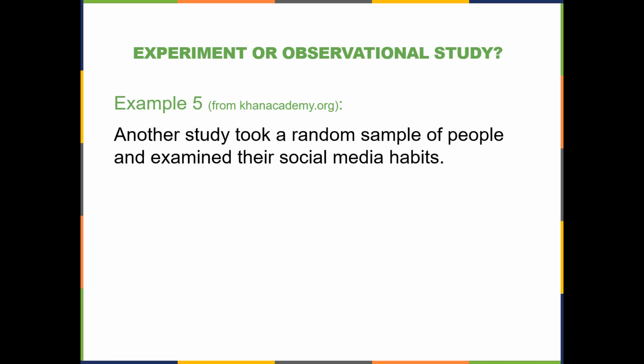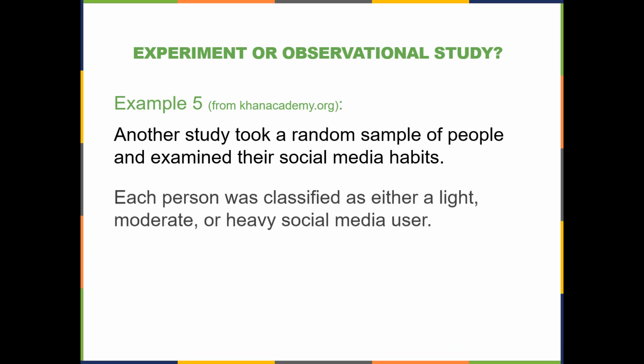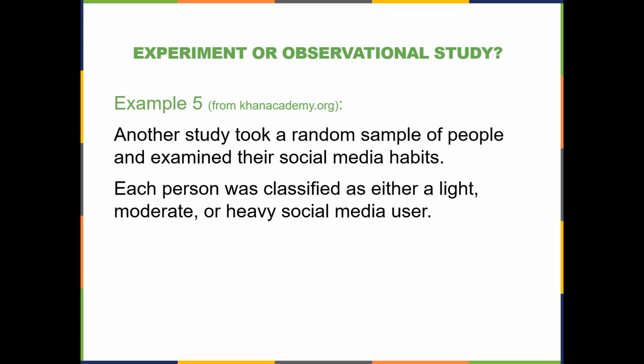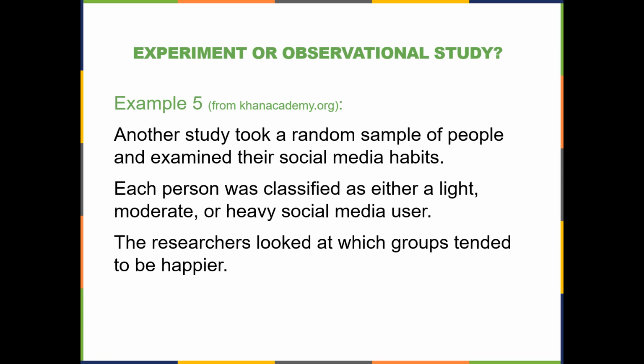Example 5. Another study took a random sample of people and examined their social media habits. Each person was classified as either a light, moderate, or heavy social media user. The researchers looked at which groups tended to be happier. Is this an example of an experiment or an observational study? Are the researchers directing the behavior of the subjects in any way, or are they merely observing the behavior of the subjects?